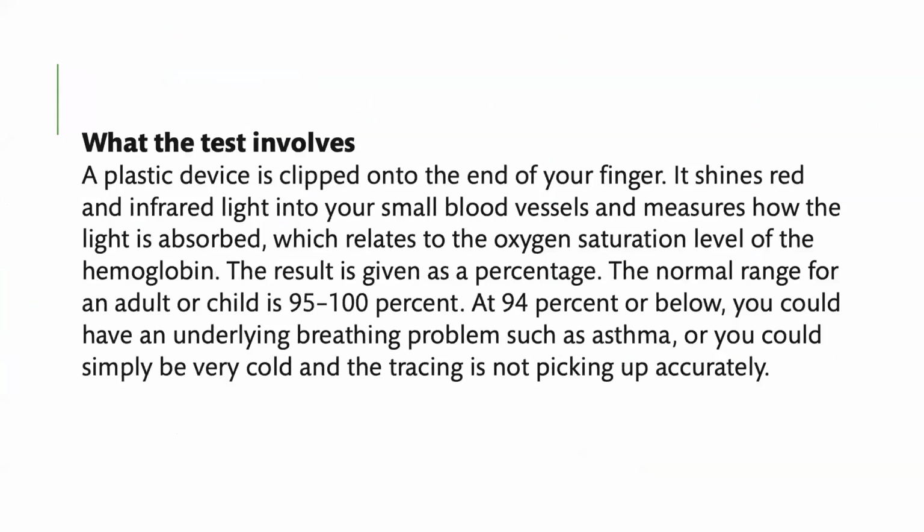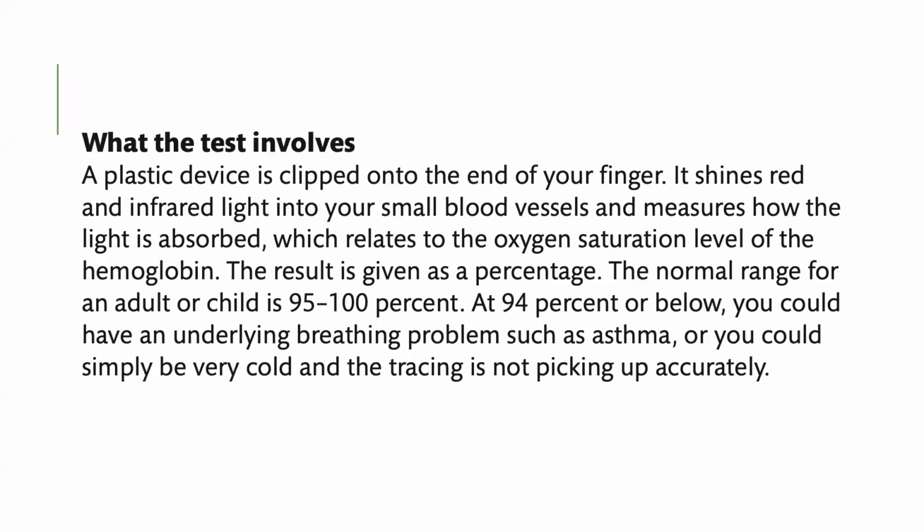A plastic device is clipped onto the end of your finger. It shines red and infrared light into your small blood vessels and measures how the light is absorbed, which relates to the oxygen saturation level of the hemoglobin. The result is given as a percentage. The normal range for an adult or child is 95 to 100%.